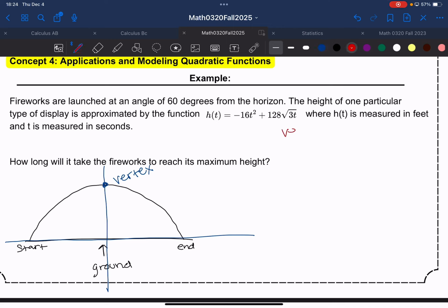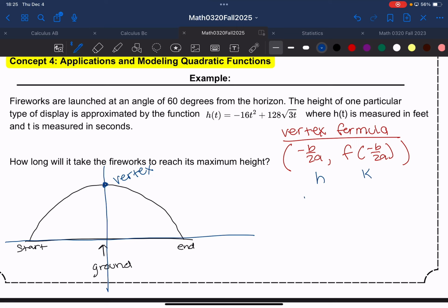So recall that the vertex formula is -b over 2a and then f of -b over 2a. And since we're not dealing with x and y, we're dealing with h of t, which is feet, and time, which is seconds, this vertex of h comma k is actually going to be used to represent time and height. So this is us setting up the problem. Now that it's all set up, we can now plug in our values into the formula.